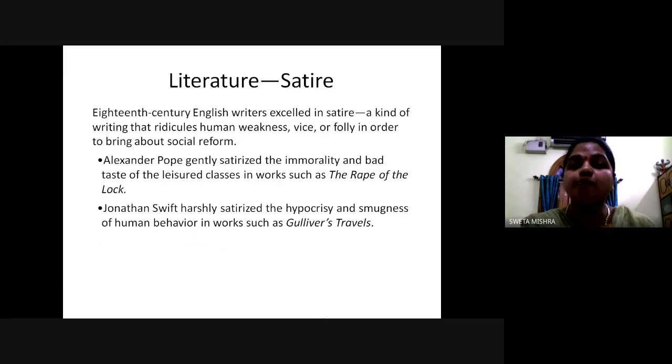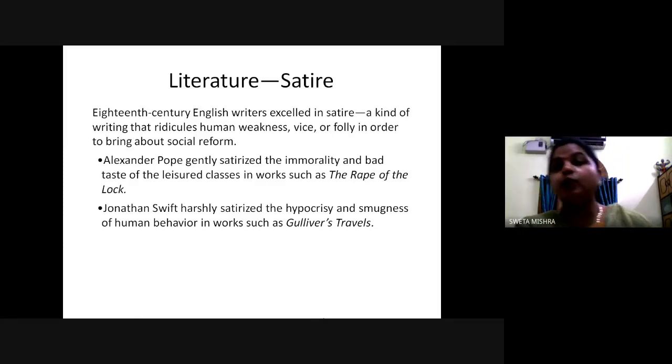Alexander Pope generally satirized the immorality and the bad taste of the leisured classes in his works. And the best example is The Rape of the Lock. The Rape of the Lock can be used to talk about Alexander Pope using the satirical manner to talk about the immorality.